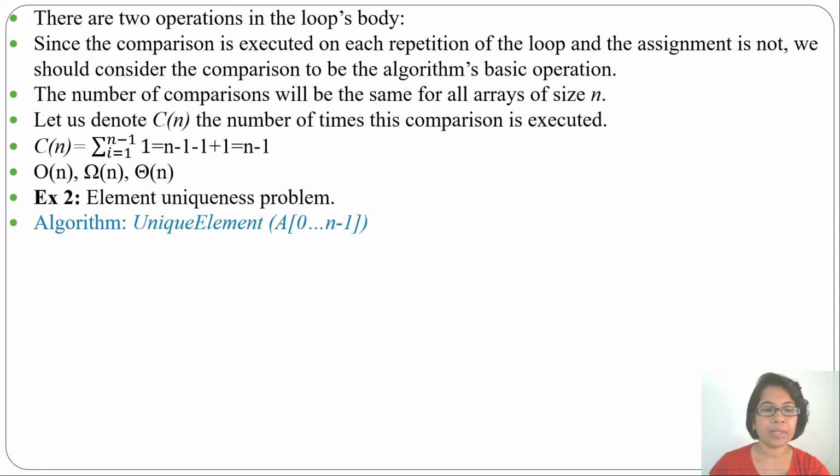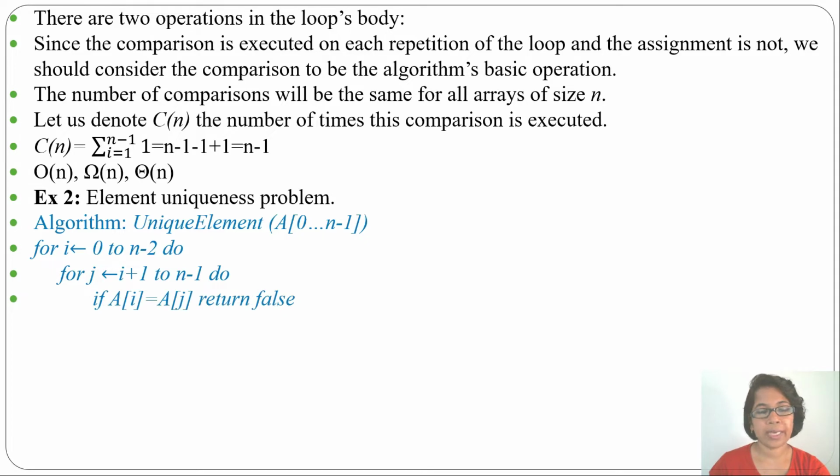So the algorithm UniqueElements: an array is given, index starts from 0 to n minus 1. For i from 0 to n minus 2 do, for j from i plus 1 to n minus 1 do, if A[i] equals A[j], return false, meaning it is not unique, else return true. So this is the algorithm for checking the uniqueness problem. Let me explain this algorithm through an example so that you can understand.